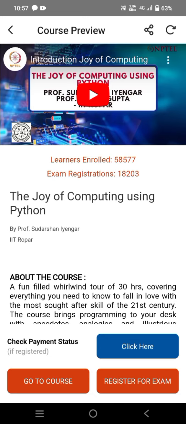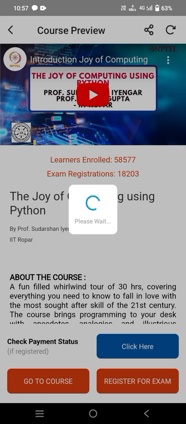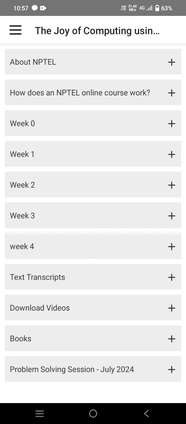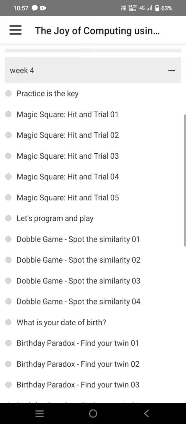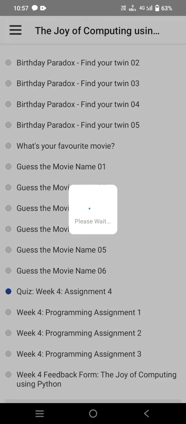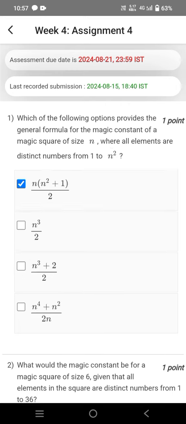Python NPTEL Assignment for week 4. So go to course, week 4, assignment 4. For our first question, the correct answer will be option A.